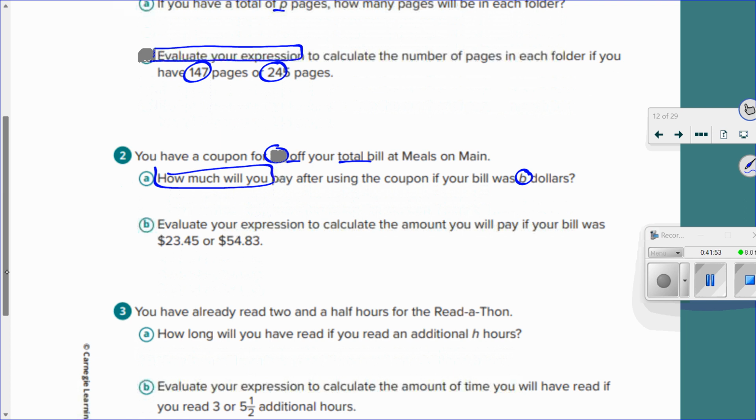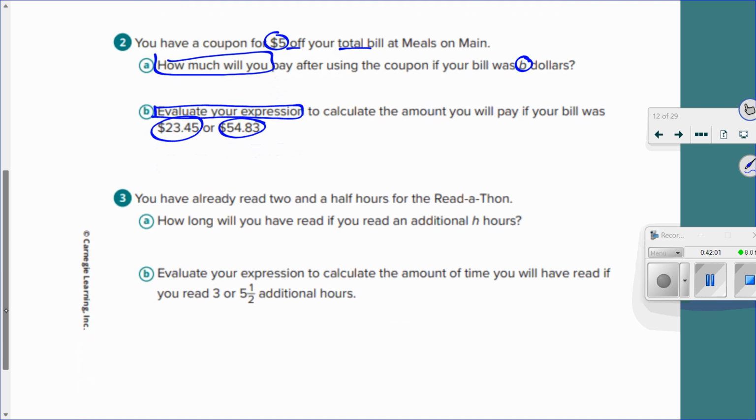You have already read 2.5 hours for the readathon. How long will you have read if you read an additional h hours? So remember where you're starting. Addition means I'm going to add, and then we're going to evaluate the expression to read 3 or 5.5 additional hours. In other words, take the 2.5 and add them to it.